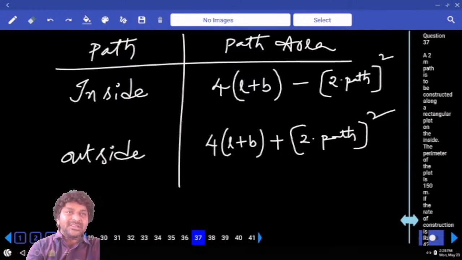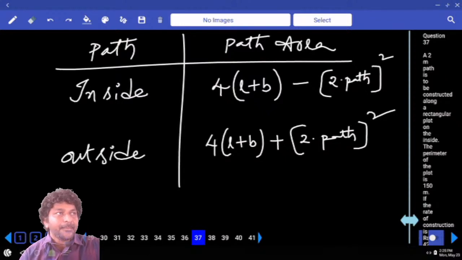See, if you can remember this now, because you are in preparation time, it helps you to reduce your simplification time in the examination hall.